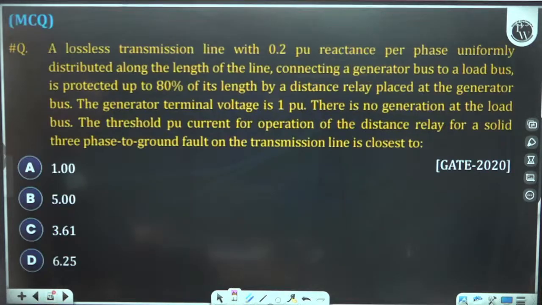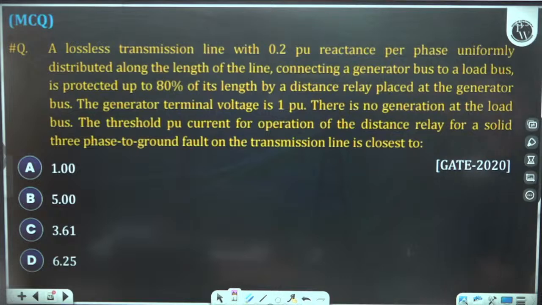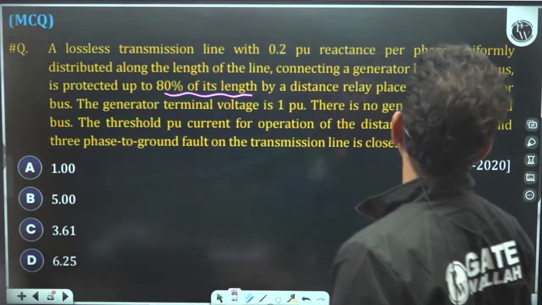Now come to the switchgear and protection part. A lossless transmission line with 0.2 reactance per phase, uniformly distributed along the length of the line, connecting a generator bus to a load bus, is protected up to 80% of the line by the distance relay. Only 80% of the line is protected at the generator bus.